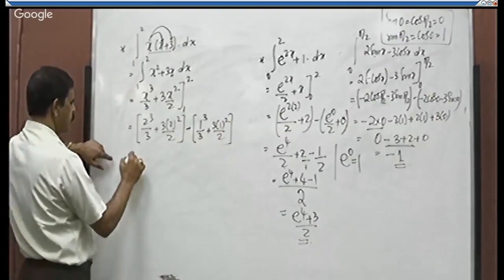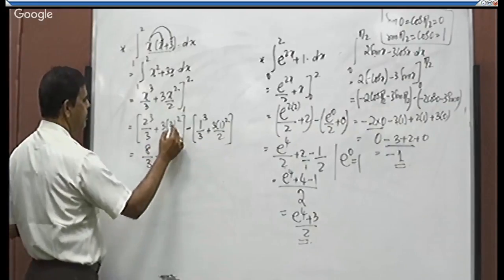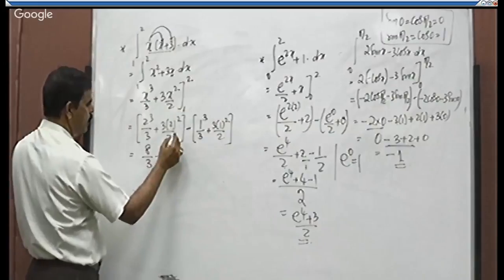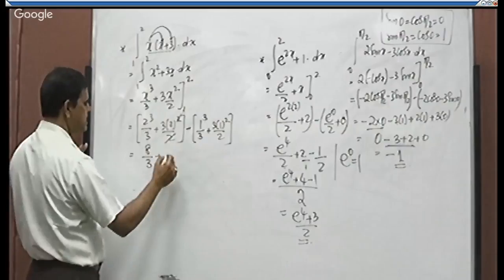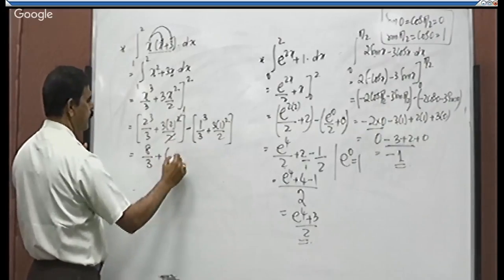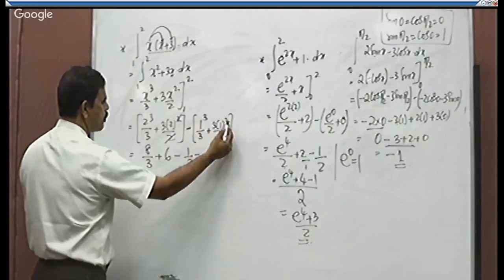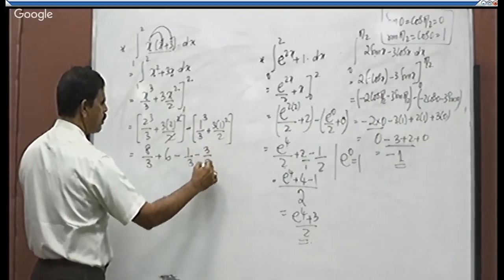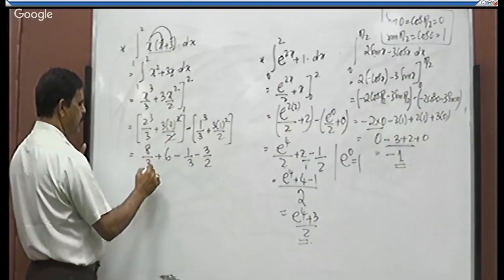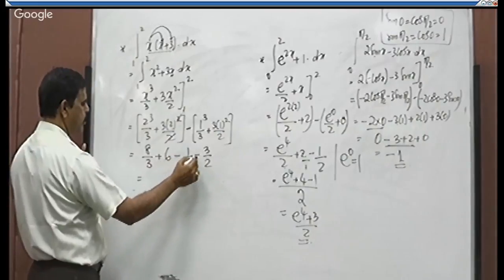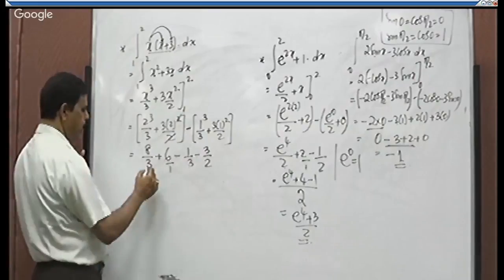Or this is equal to 2 cube, 8, divided by 3, plus 2 square is what? 4. Otherwise you can cancel 2, 2. Right? 2 square is 2 into 2. 1 to 1 to cancel, 6. Minus 1 cube is 1, 1 by 3. Minus into plus, minus. 1 square is 1, 1 into 3, 3 by 2. Or it is 8 by 3 plus 6 minus 1 by 3 minus 3 by 2. Here the denominator is 1. Now take the LCM for all.